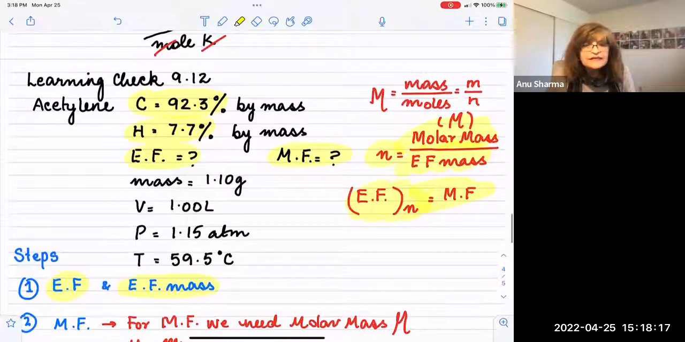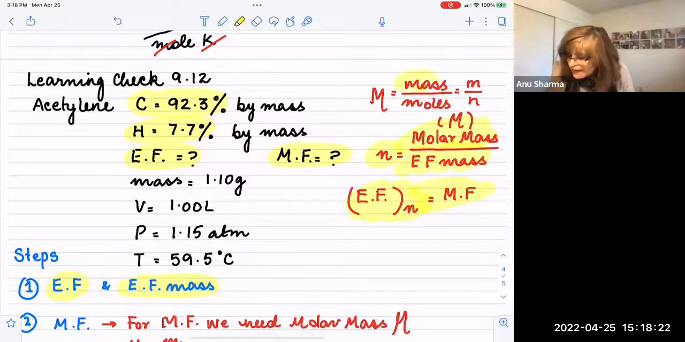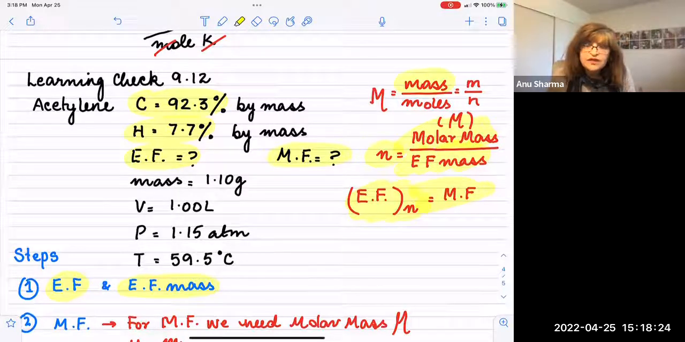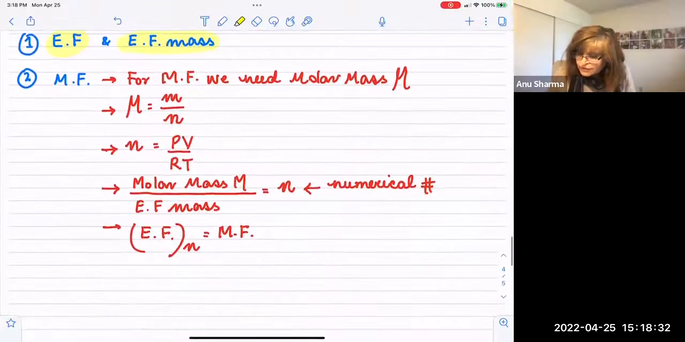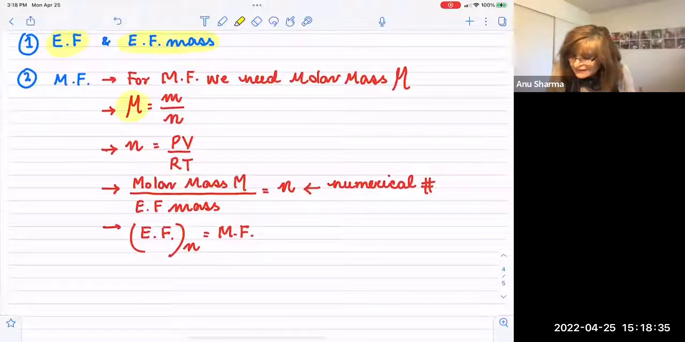But in this case, the real molar mass is not given to us. We are actually given the mass of the acetylene in grams. So here we need to find the moles of the acetylene first so that we can find the molar mass. So first find the molar mass. How do we do that? The molar mass is the mass that is given to us divided by the number of moles.